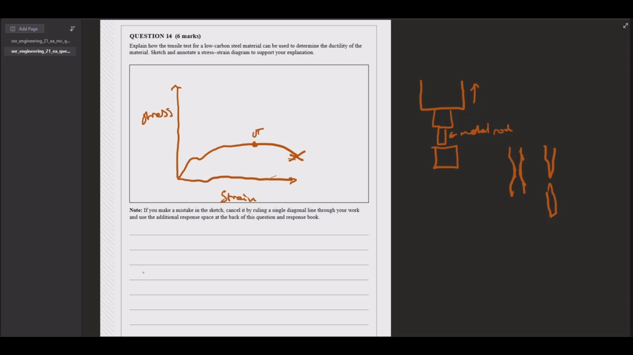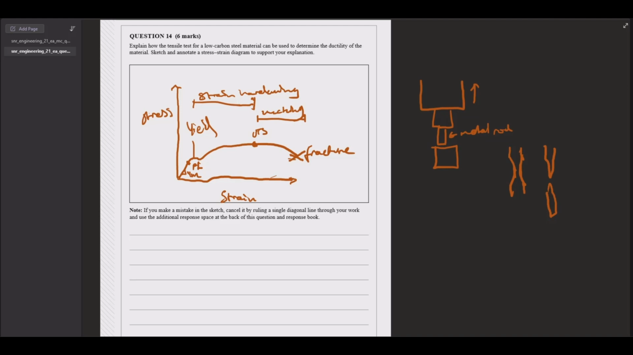And let's label our graph there. Fracture. Yield. Could also label proportional limit. Let's just say PL and Young's modulus, because I don't have enough space. This area here is strain hardening. Alright, so the points there.